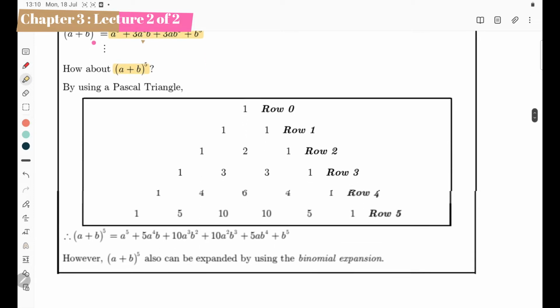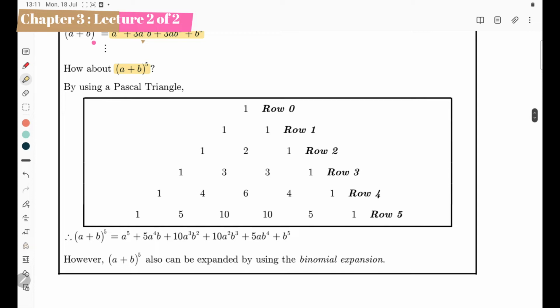By using Pascal's triangle, we will use the coefficients at row 5 so that we will get (a plus b) to the power of 5. This is the expansion of it. However, it can also be expanded by using the binomial expansion.